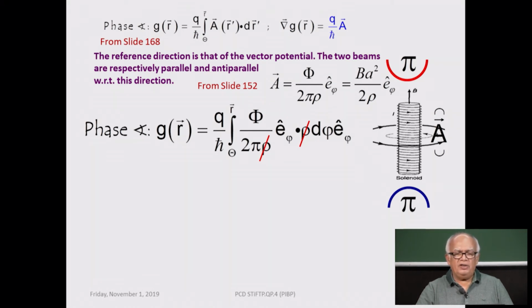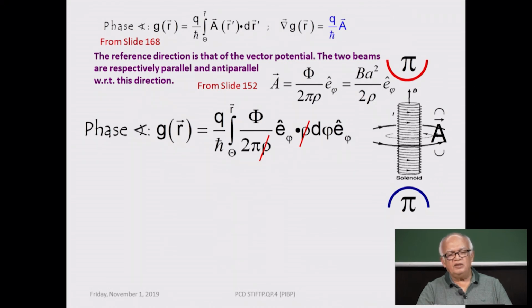And now if you evaluate this integral, notice that the displacement delta r is rho delta phi. So, the rho in the numerator and the denominator cancels. Now, in this integral the flux comes out as a constant. Flux is only what is inside the solenoid, so it has nothing to do with this region at all. 2 pi in the denominator also comes out as a constant. So, phi over 2 pi comes out as a constant.